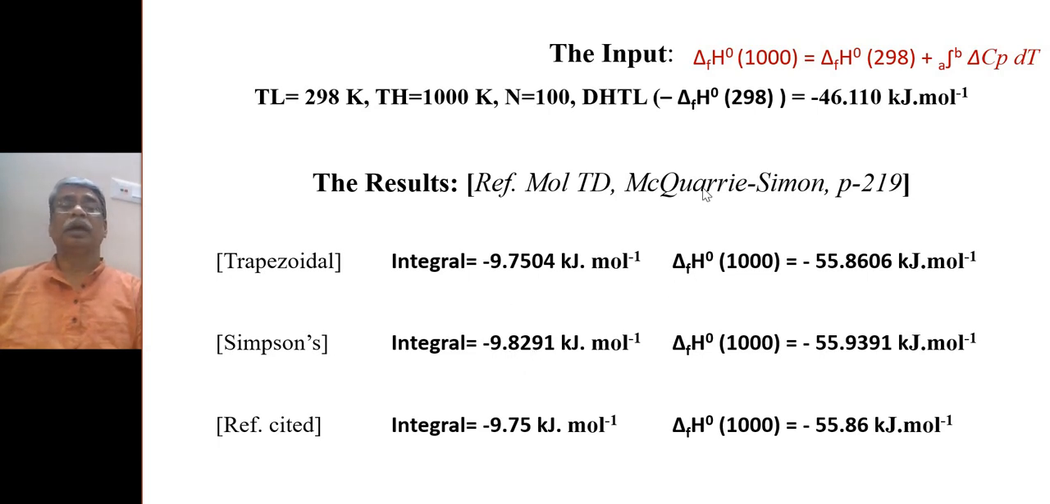And finally, after adding this quantity with this integral value, we get the final result that we are asking for, that is delta FH naught at 1000 Kelvin, right? So these are the values, and again you see they are very close, minus 55.86, and again this is also 55.86 by trapezoidal, and Simpson is slightly different. So that's an excellent demonstration of this numerical integration scheme.